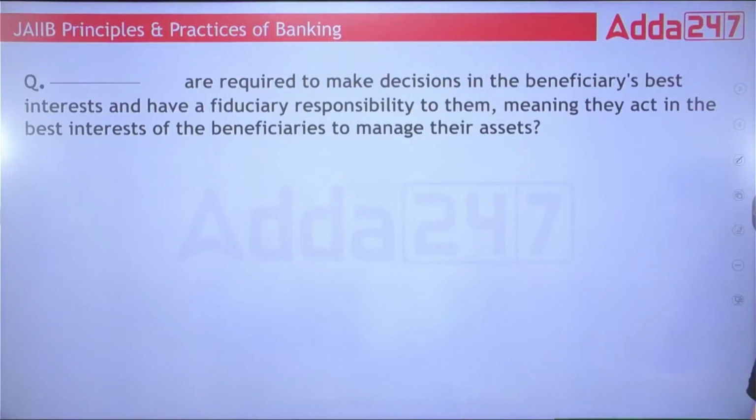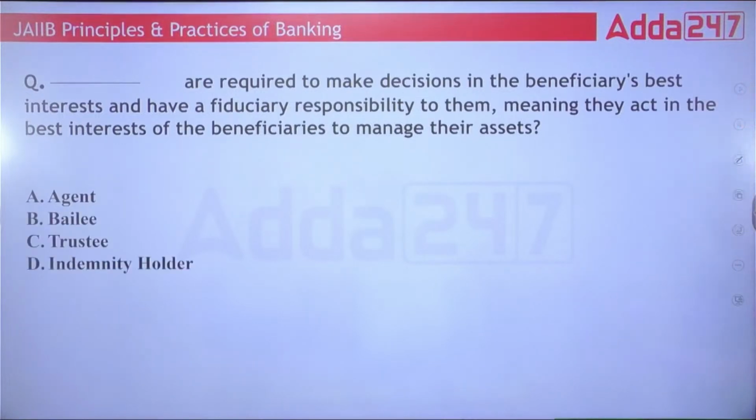Dash are required to make decisions in the beneficiary's best interest and have a fiduciary responsibility to them, meaning they act in the best interest of the beneficiary to manage their assets. In which relationship does this happen and what are they called? Agent, bailee, trustee, indemnity holder.